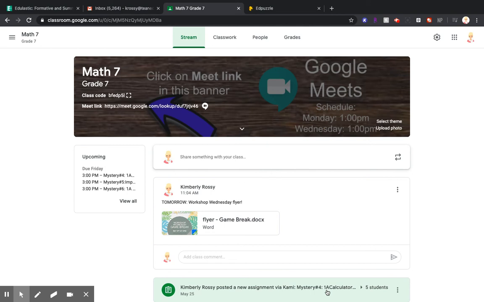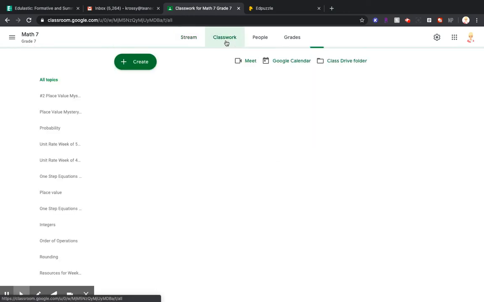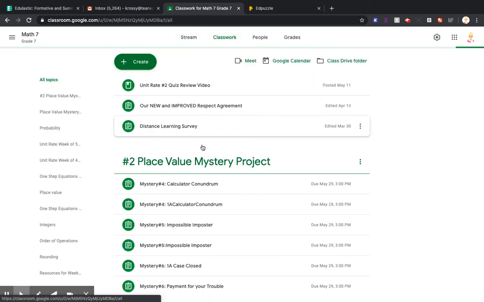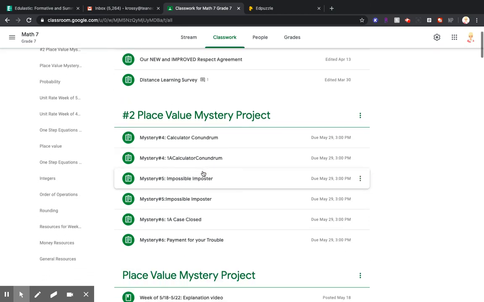Hi, everyone. It is Tuesday, May 26th, and I am going to go over the explanation for this week's classwork. So the first thing we're going to do is go click on the classwork tab. And this week we are working on number 2, place value mystery project.